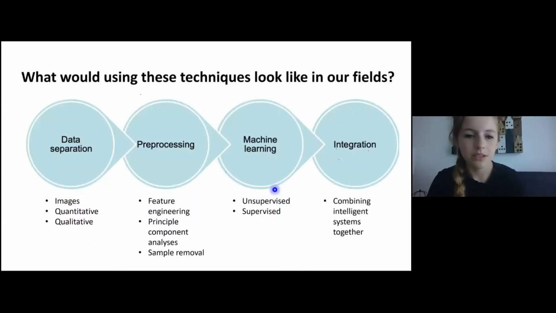So then, what does using these techniques actually look like in our field? First, we have to acknowledge what types of data we have in our data sets, because different machine learning models are better suited for the analysis of different types of data. We then have to move into the pre-processing phase, which is rather extensive for these techniques, because you really have to teach the machine what you as a scientist know.